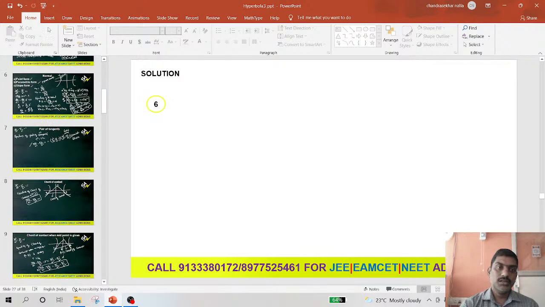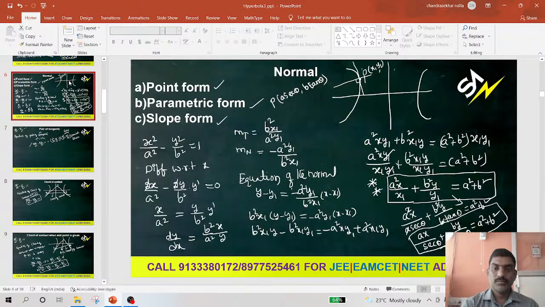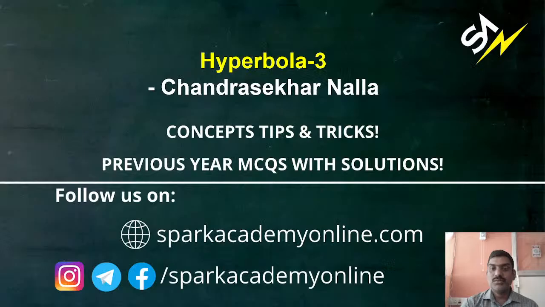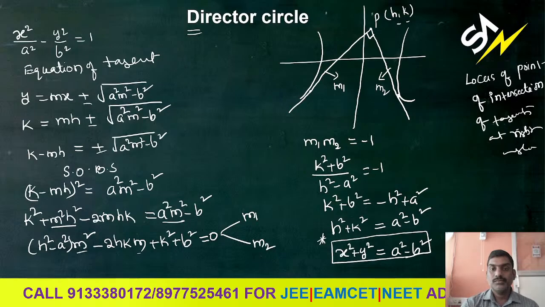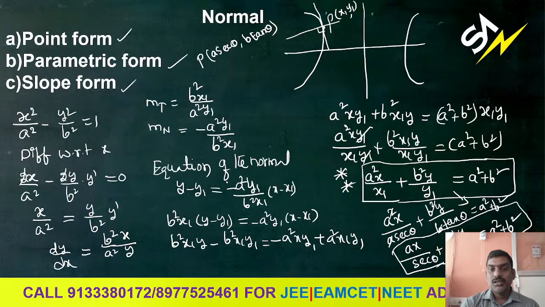Yeah, see here the equation of the normal. What is the equation of the normal? a square x by x1 plus b square y by y1 is equal to a square plus b square. Yeah, try to remember this formula.